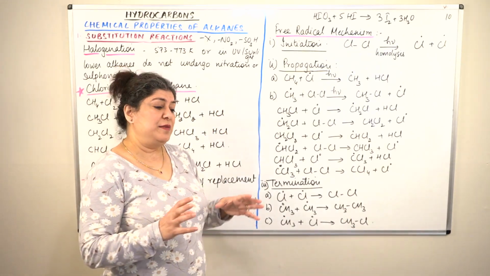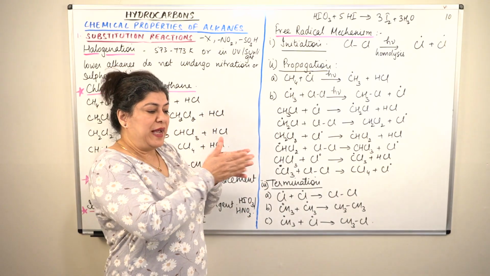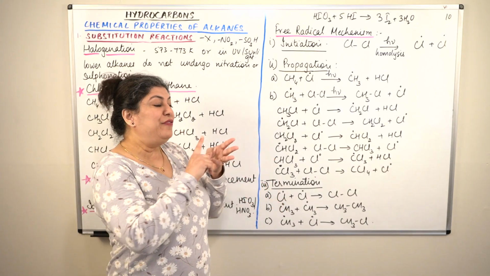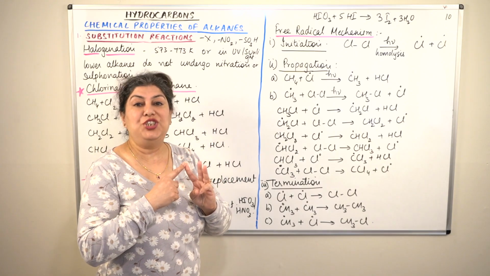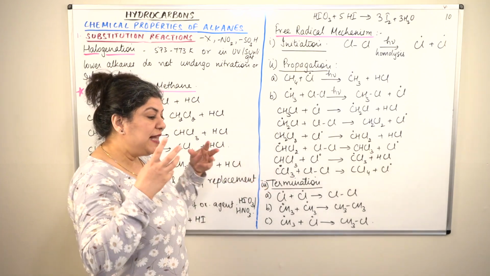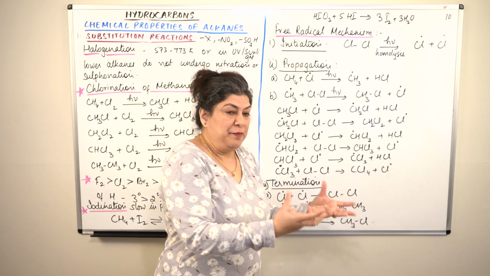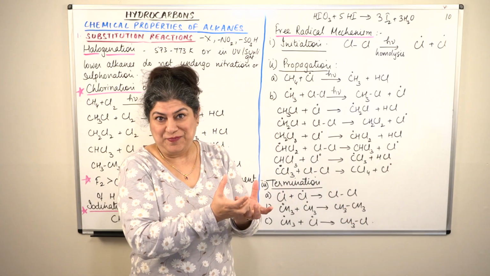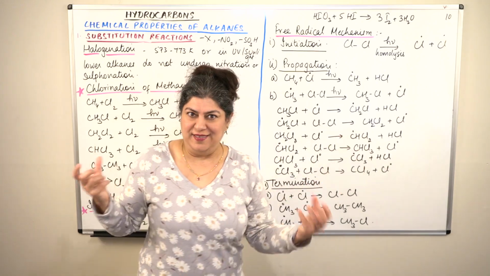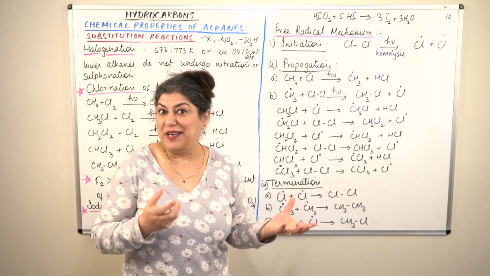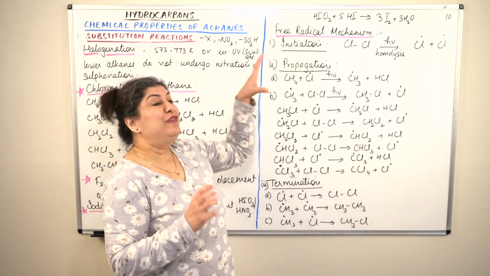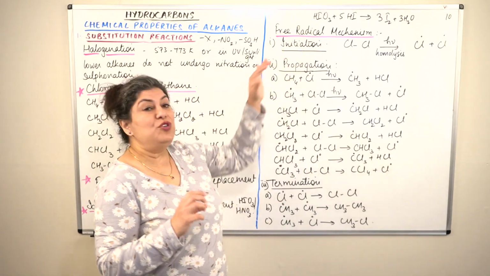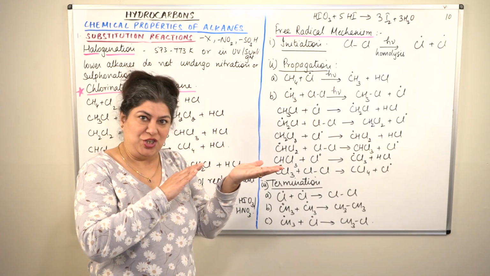When a reaction follows this mechanism, it follows three steps. The first step is known as initiation. Initiation means that, since it is a free radical mechanism, free radicals have to be initiated, have to be created. Unless there are free radicals in the reaction mixture, the free radical mechanism cannot be followed. So the first step would be that free radicals are created. That is known as the initiation step.